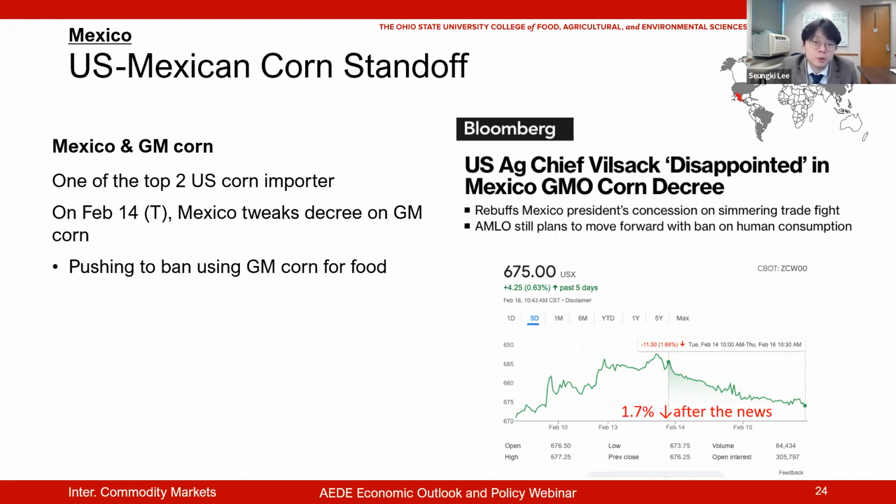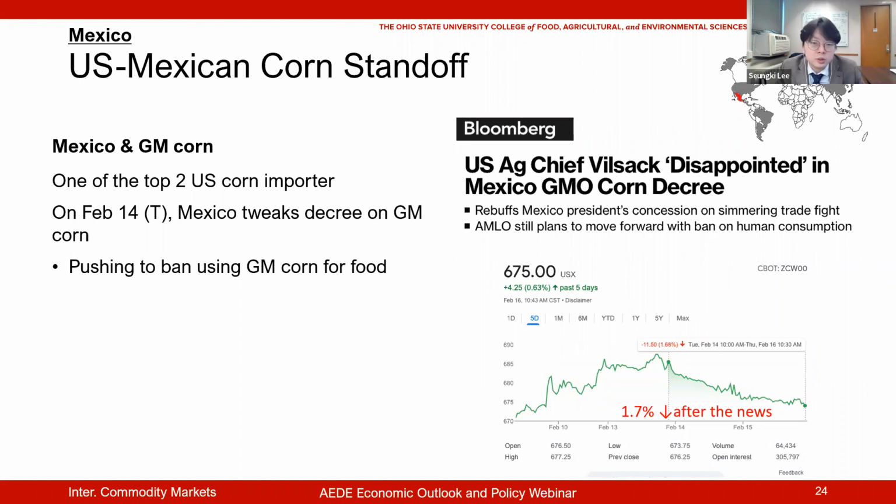And as you can see in the right figure, right after that, the futures market reacted to this negative news. The corn futures price went down by about 1.7% over 2 days.